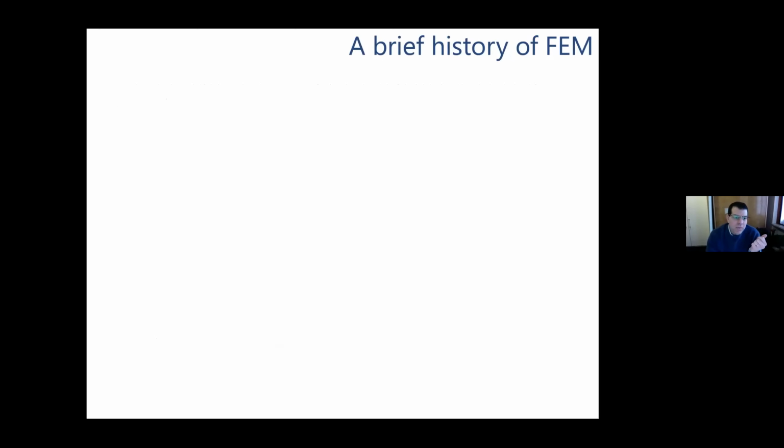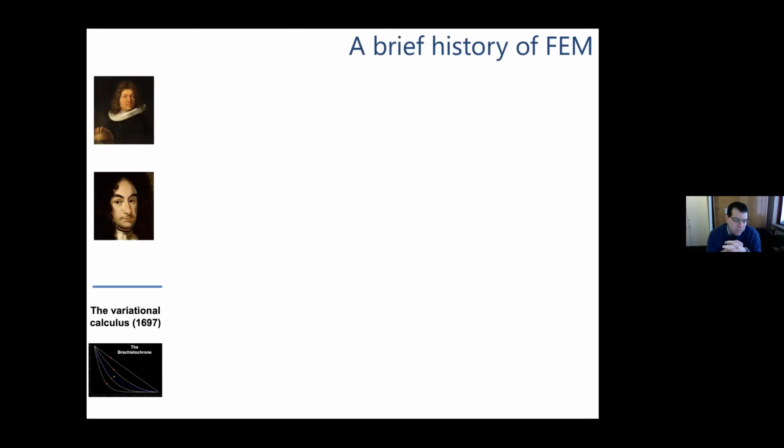Okay, so everything started at the end of the 1600s with these two guys. One is a Dutch guy, Jacob Bernoulli, and the other is Leibniz. Everything started with a problem that was posed by Johann Bernoulli, Jacob's brother, which he called the brachistochrone problem.